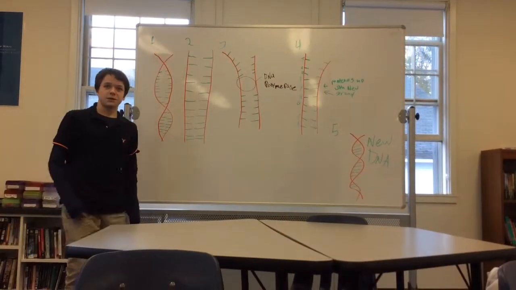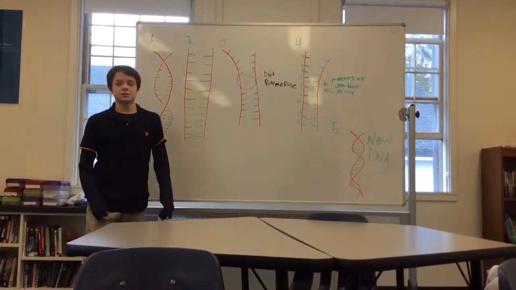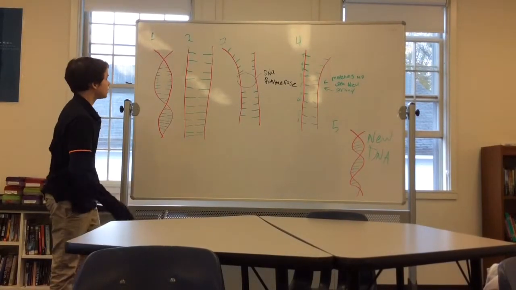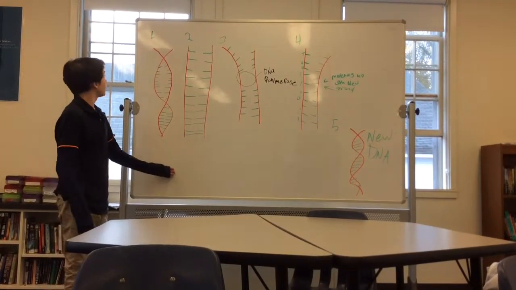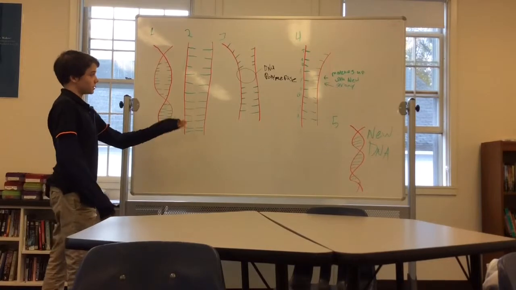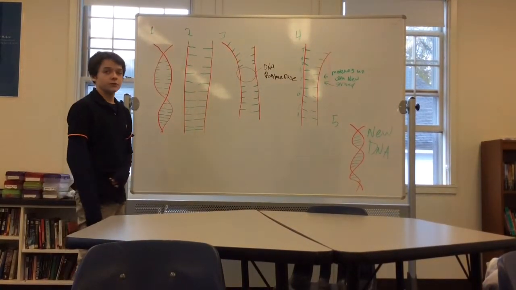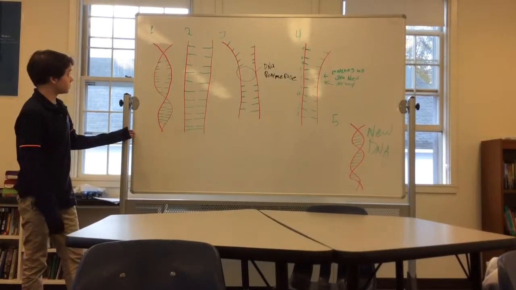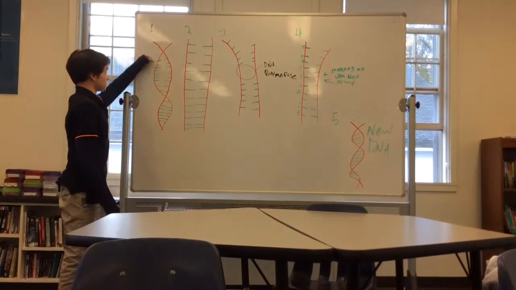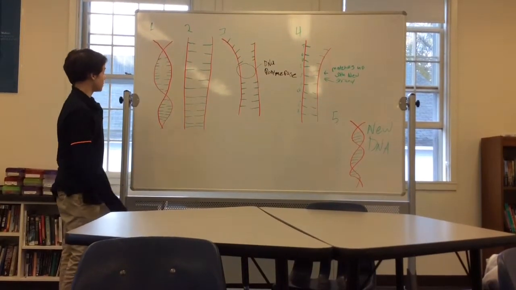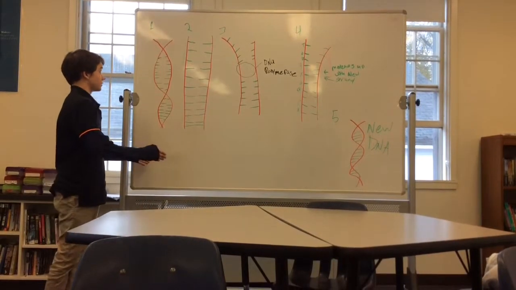Hi, I'm Jack Eames, and I'm here to talk about the replication process that occurs in DNA. So here, as you saw me draw, I have four basic steps that conclude DNA replication. So the first step is an enzyme called DNA gyrase makes a cut right in here, which enables it to start to flatten out.